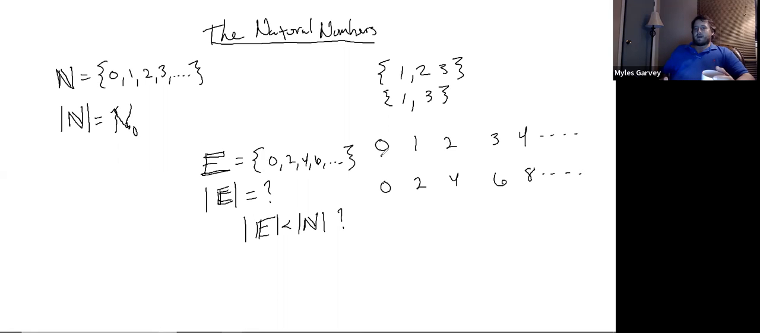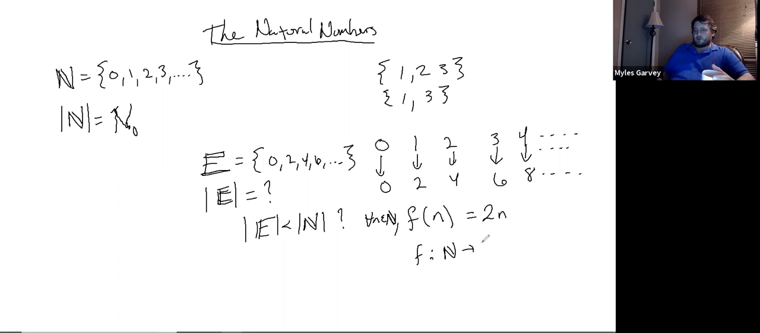Now, let's suppose we map 0 to 0, 1 to 2, 2 to 4, 3 to 6, 4 to 8, and so on and so forth. That is, I'm going to create a mapping between all of the natural numbers. So for all n in the natural numbers, I'm going to define an f of n as being 2 times the number n. And what do I get as a result of this function? What is the range? Well, this function goes from the natural numbers to the even numbers.